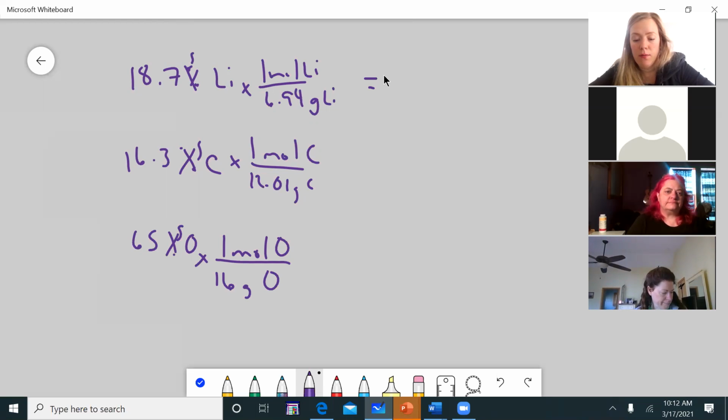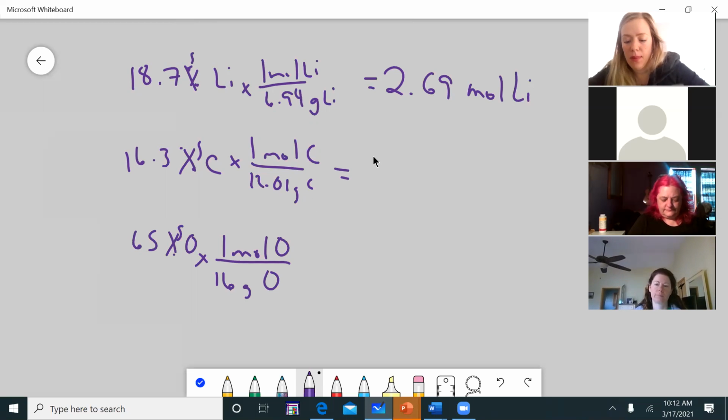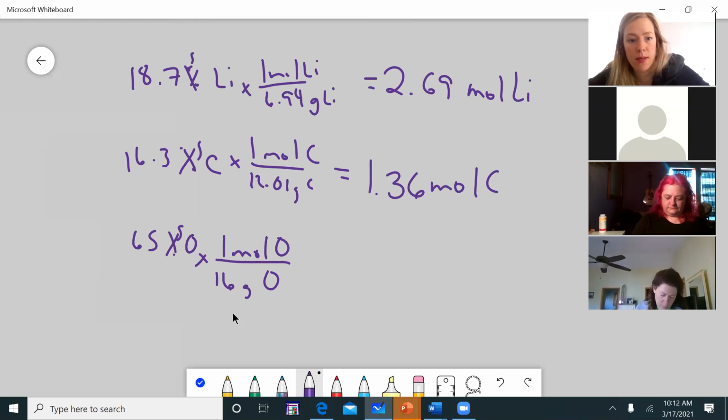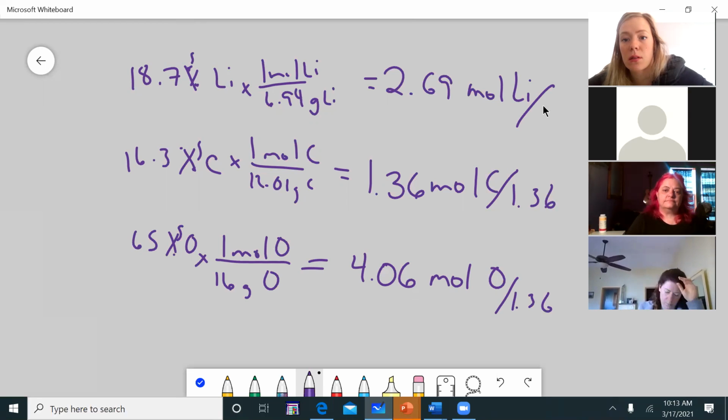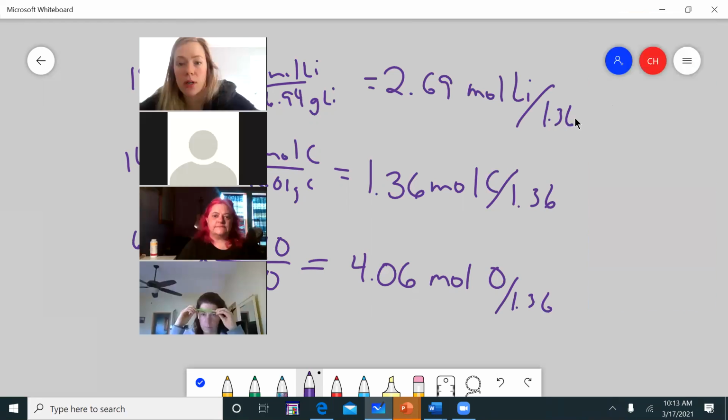18.7 divided by the 6.94. So 2.69 moles of the lithium. 16.3 gives 1.36 moles of carbon. And then this one here, we've got 4.06 moles of oxygen. Okay, so we divide by the smallest to get our whole number. So we'll divide it by that 1.36. Hope that we get whole numbers.